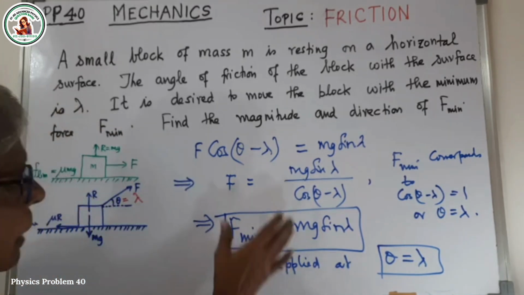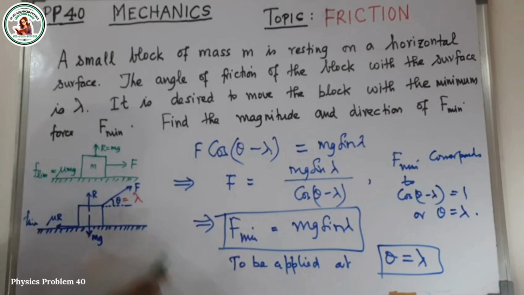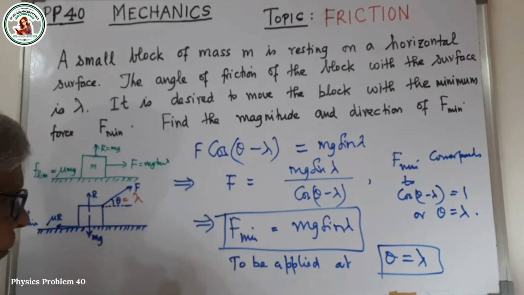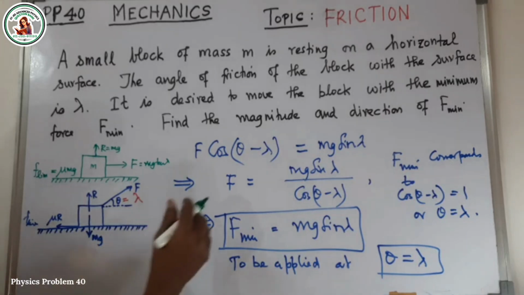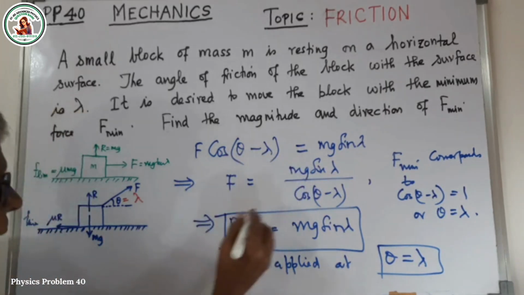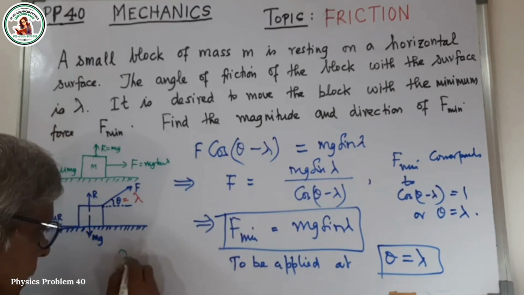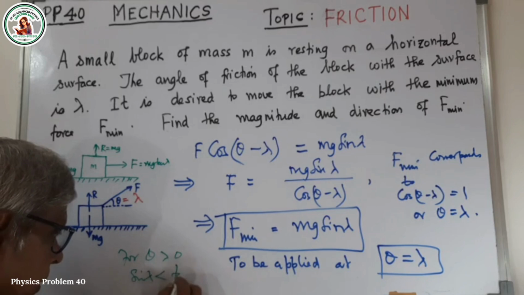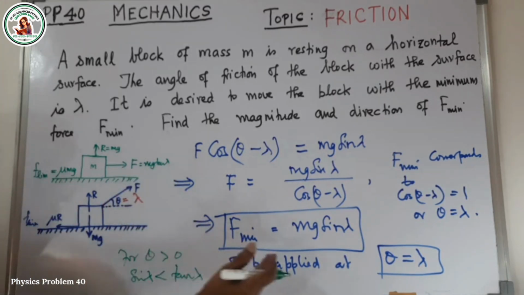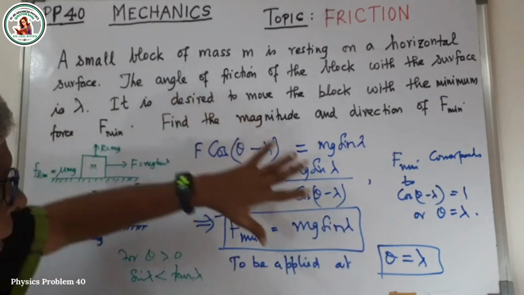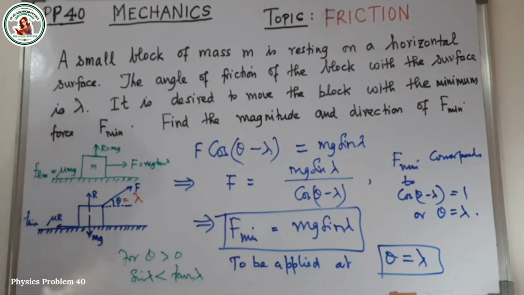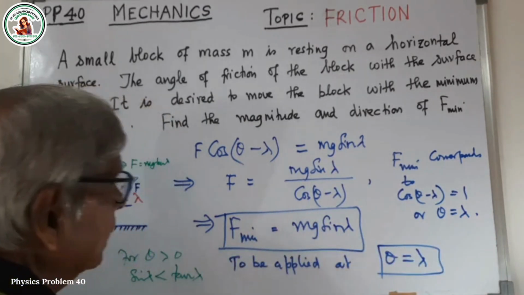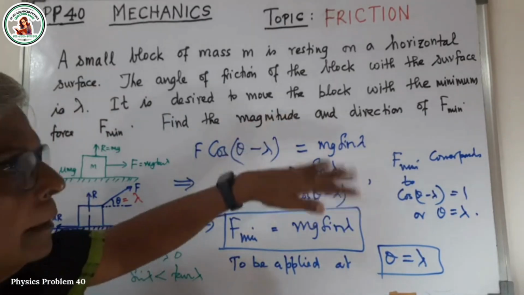Now you can also see that earlier for horizontal application we got F equal to mg tan lambda. For theta greater than 0, sin lambda is less than tan lambda. So earlier we got tan lambda, now we are getting sin lambda. This is a smaller force than that, and it must be applied at an angle equal to the angle of friction lambda. This question was asked in the IIT a long time ago.